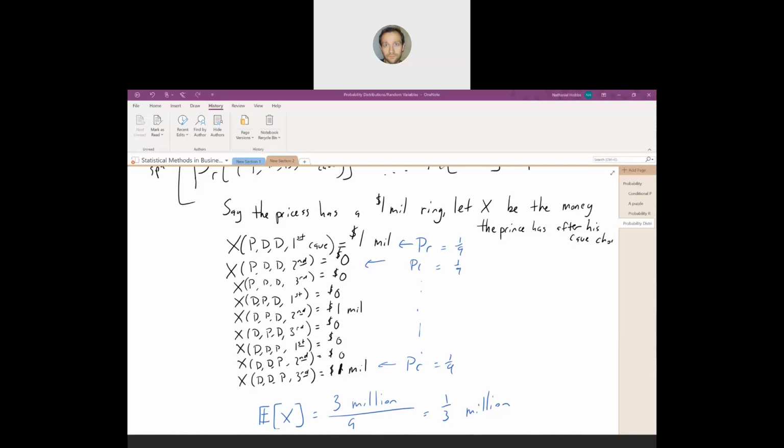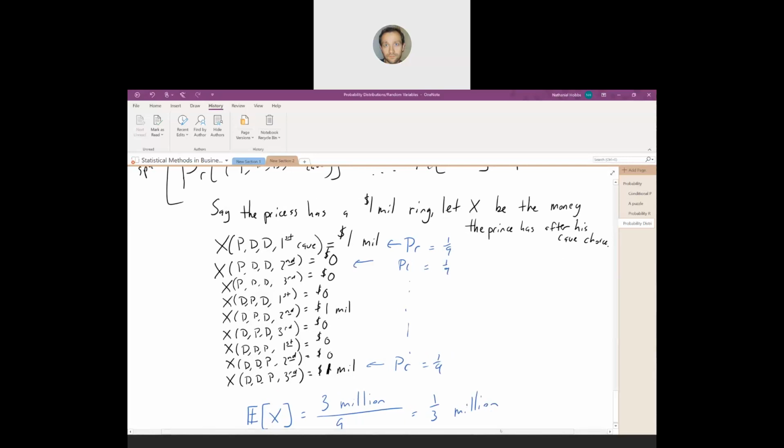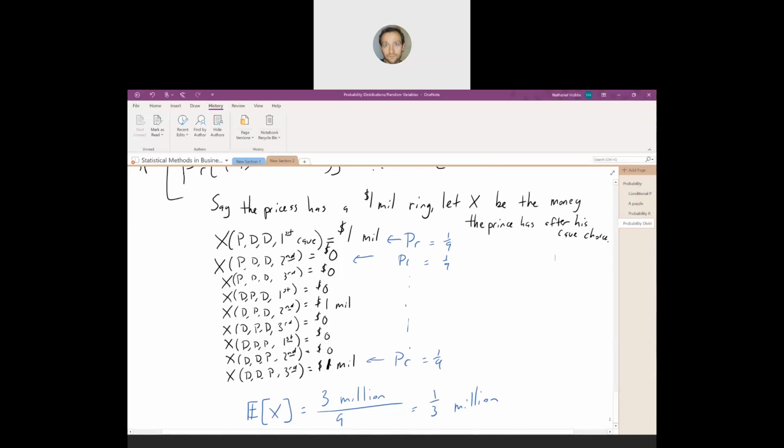There's certain times when it makes sense to use certain numbers. Like in this example, we assigned certain events the number 1 million, other events the number 0, and we chose those numbers for those events because that captures this idea of a knight getting money for making the right choice, in addition to the princess.